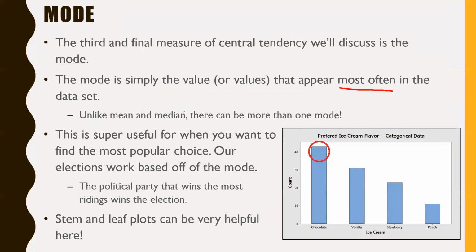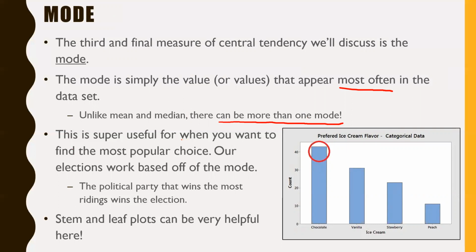Unlike mean and median, however, there can actually be more than one mode. That's totally acceptable. You don't just have to have one mode. There's not just one answer necessarily. You can have 2 modes or 3 modes or 4 modes. You could even have no modes at all, like literally not even a single one, right? So just keep that in mind.